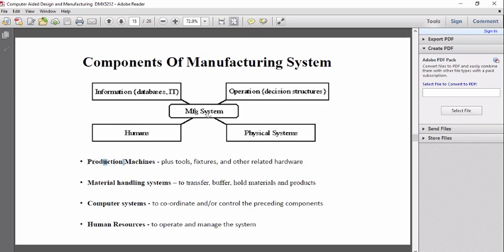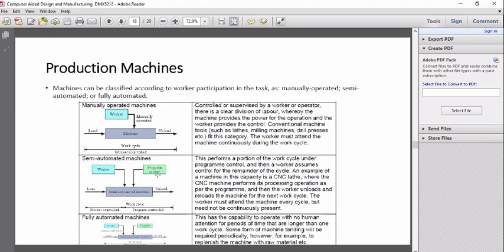So just remember the components of a manufacturing system as well. The figure says the same thing: the physical system is the material handling system and the production machines, human and computer systems, operation decision structures. Just remember one, two, three, four components are there in a manufacturing system.